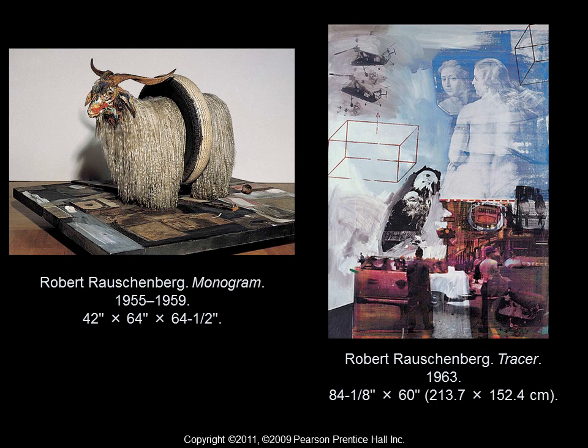On the right, we have Rauschenberg's Tracer from 1963, which combines the photomontage collage style of the Cubists and especially the Dadaists such as Hannah Höch with a contemporary style where paint is also applied to it on top. Another aspect of this is that many of the images in here are of popular culture, so to say, things out of magazines, the American eagle, the helicopters, which are reminiscent of what was going on during the Vietnam War, which had just begun.